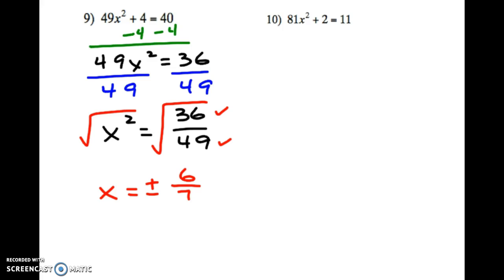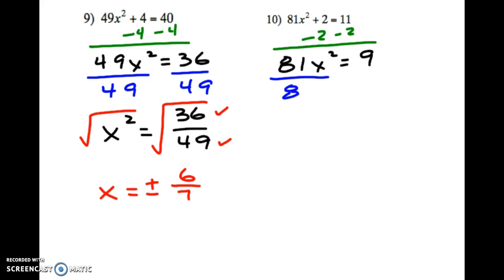If we look at number 10 then, similar procedures. We want to get rid of the plus 2 first, so we're going to subtract that from both sides. So we'll have 81x squared equals 9. Once again, we want the variable by itself, so we're going to divide by 81. This will leave us x squared equals, and now you've got a couple options. We can simplify here. 9 over 81 would simplify to 1/9. That's probably the easiest way to do it.